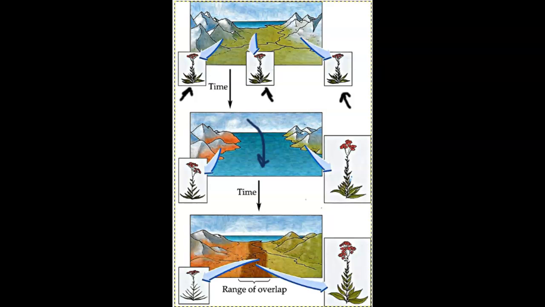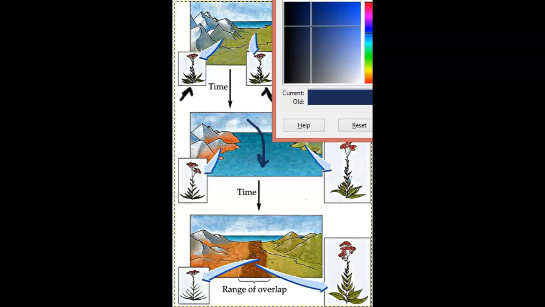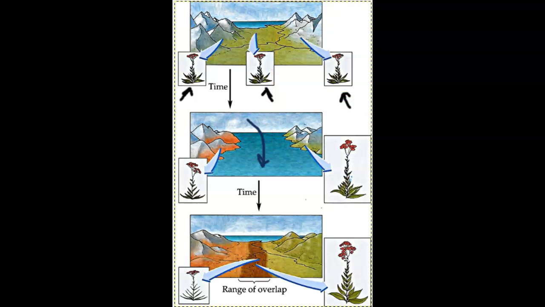And then let's look at our bottom picture. So now the water has receded. And they still could overlap right here, but they will no longer reproduce with each other because they have become different species. So again, this is the most common type, where there's some kind of geographic barrier.